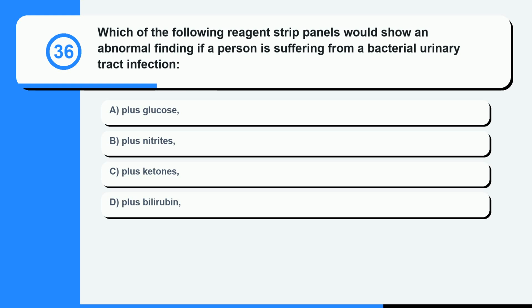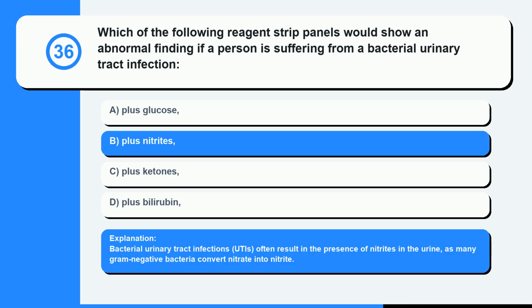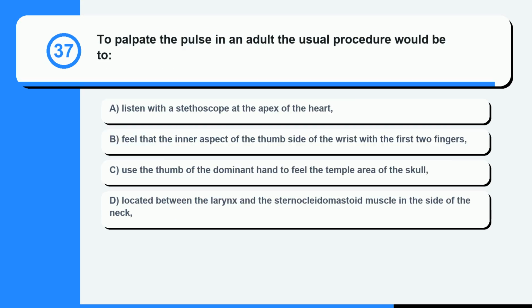Question 35. Initial treatment for a sprained ankle would include A. Application of a heating pad in 20-minute intervals for the first 48 hours. B. Exercise the ankle in order to prevent stiffness. C. Application of ice in 20-minute intervals for the first 48 hours. Or D. Massage the ankle with pain relief ointment as needed. The correct answer is C. Application of ice in 20-minute intervals for the first 48 hours.